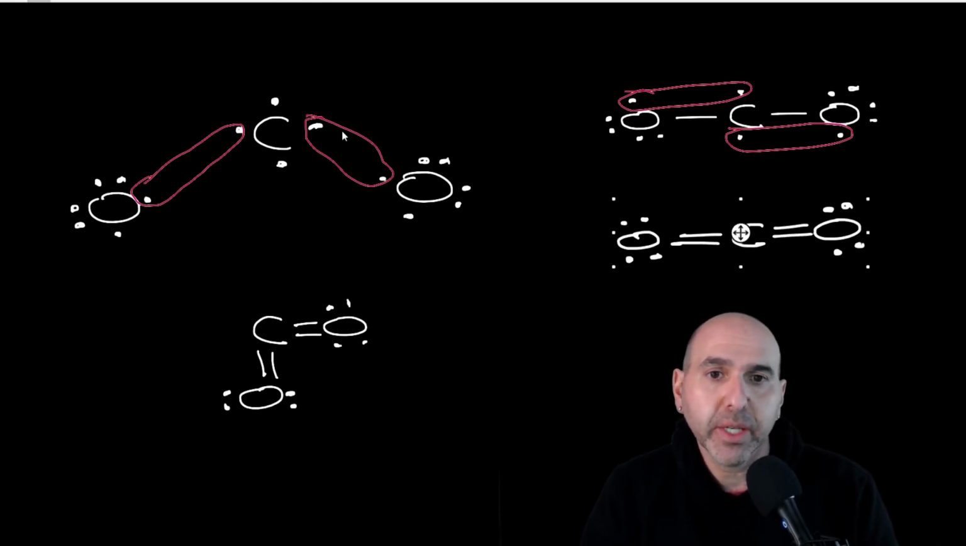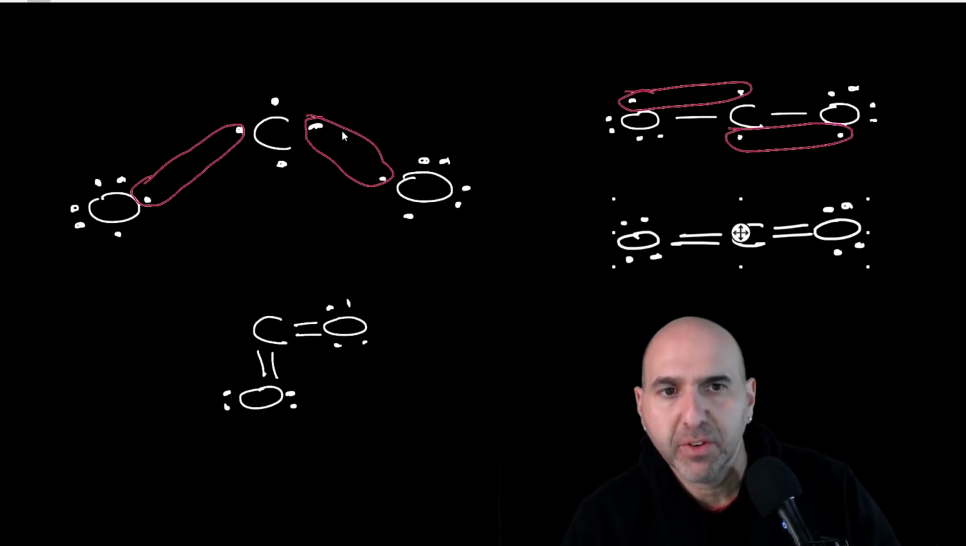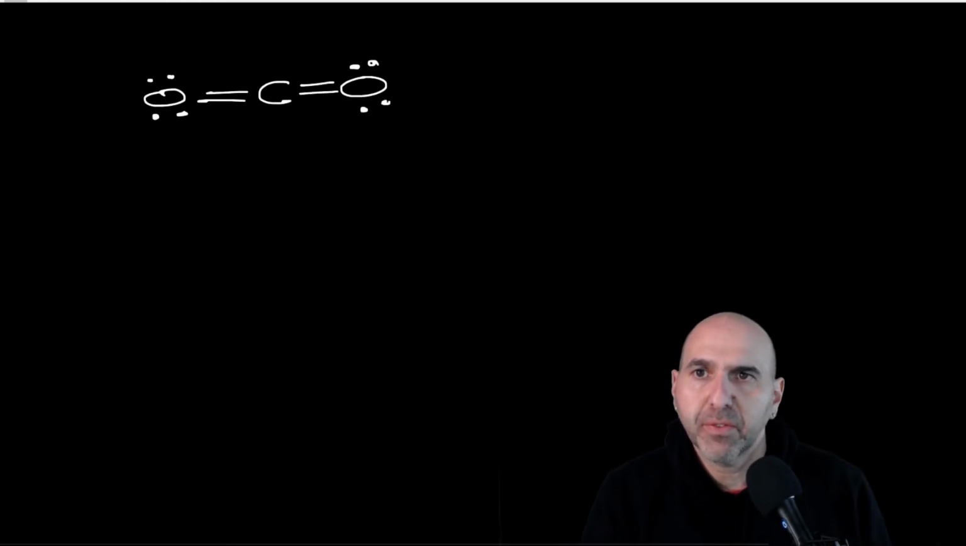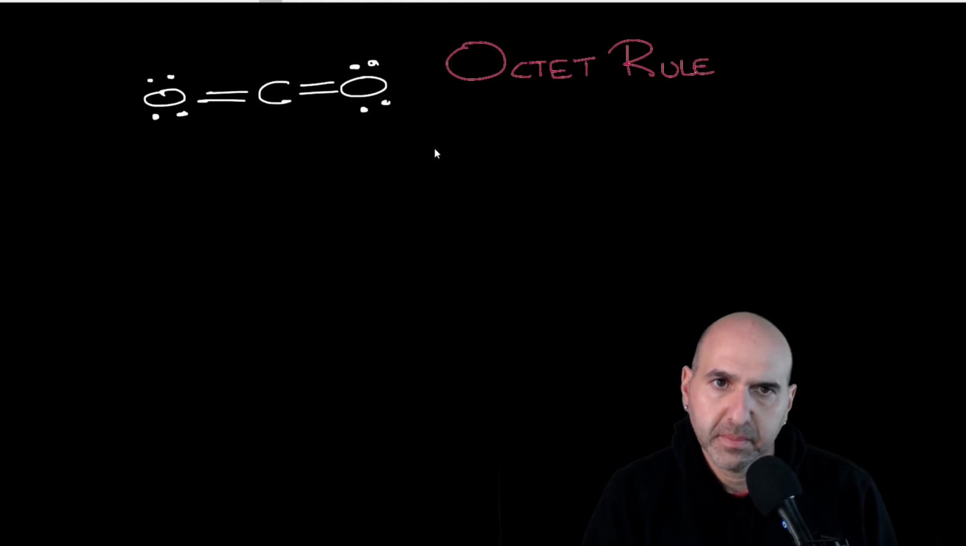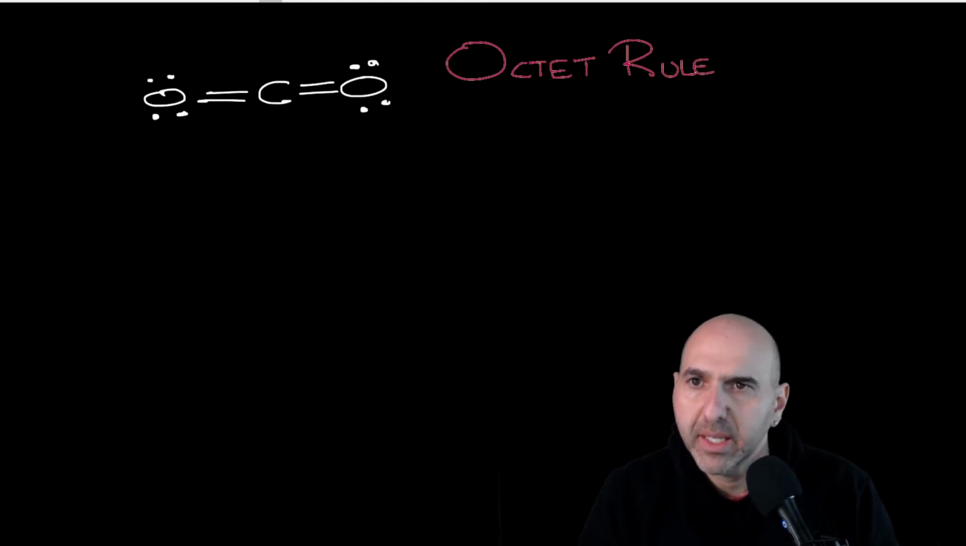So let's take a look at this version of carbon dioxide and see if it meets our criteria. So the first thing we're going to check is the octet rule. So let's look at this oxygen atom. 1, 2, 3, 4, 5, 6, 7, 8, right? So each of the non-bonding electrons and both electrons in the bond. So this oxygen respects the octet rule.